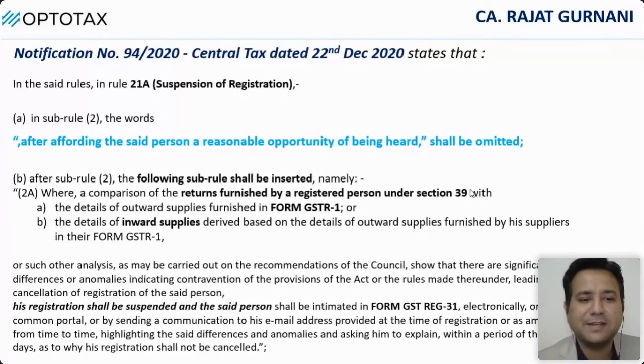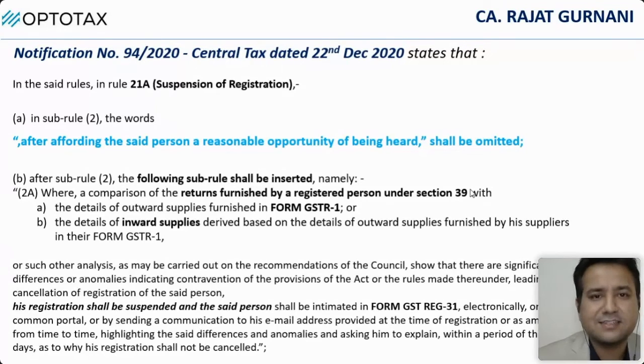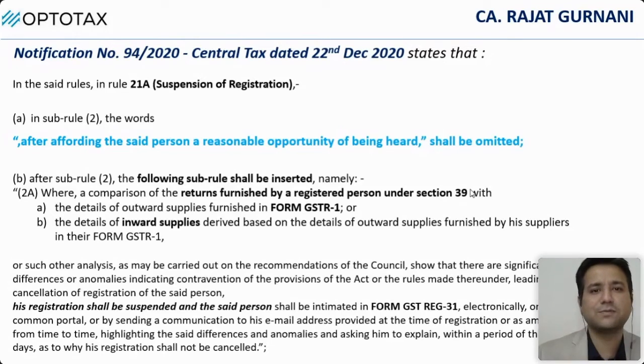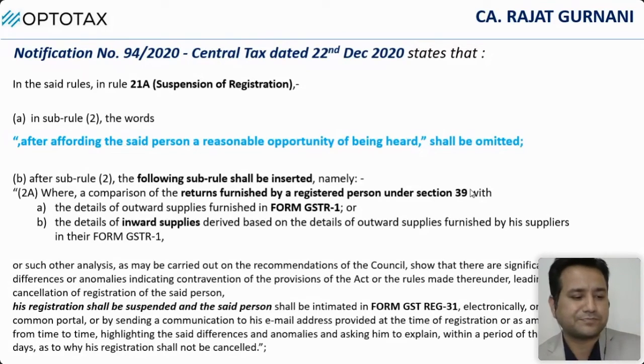And the said person shall be intimated in form GST REG 31. In REG 31, they will be intimated of the suspension, sir. So this amendment came on 22nd December 2020. Very important amendment. GSTR 1 is not matching with 3B, suspension of registration. GSTR 2A not matching with 3B ITC, suspension of registration. This is the law which is being created. So you all should be aware that this kind of stringent provisions are coming in the law, right?